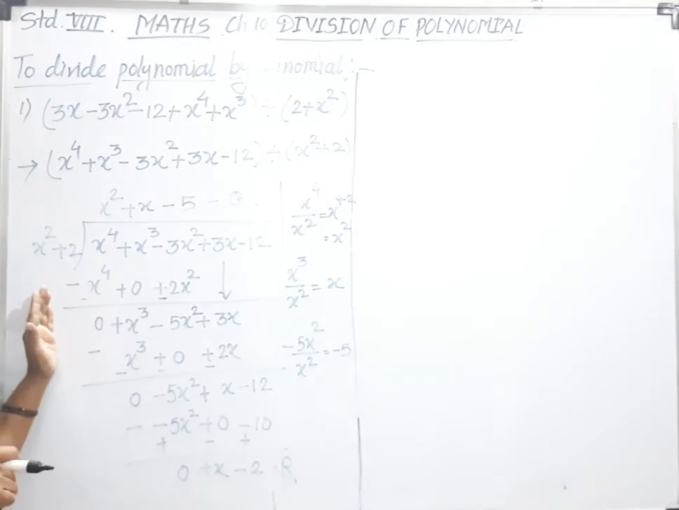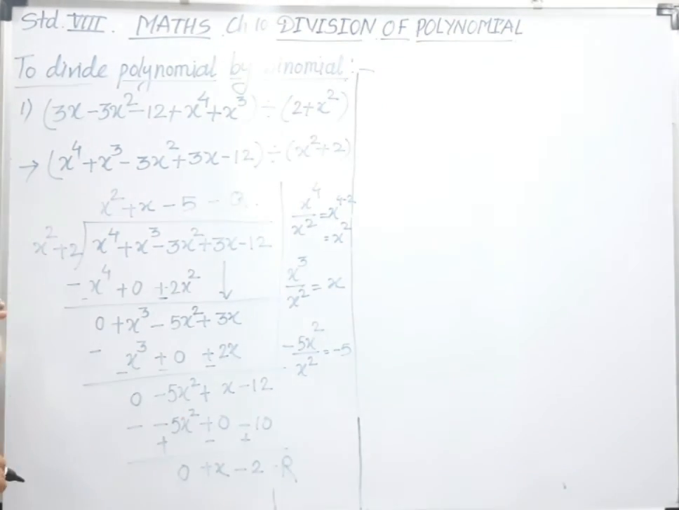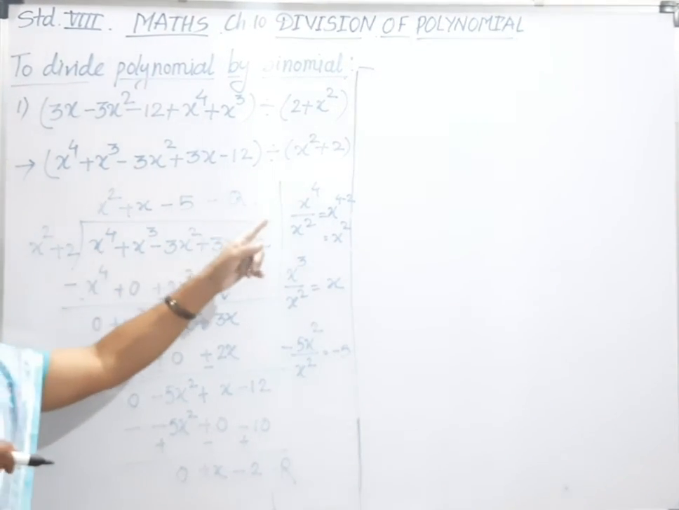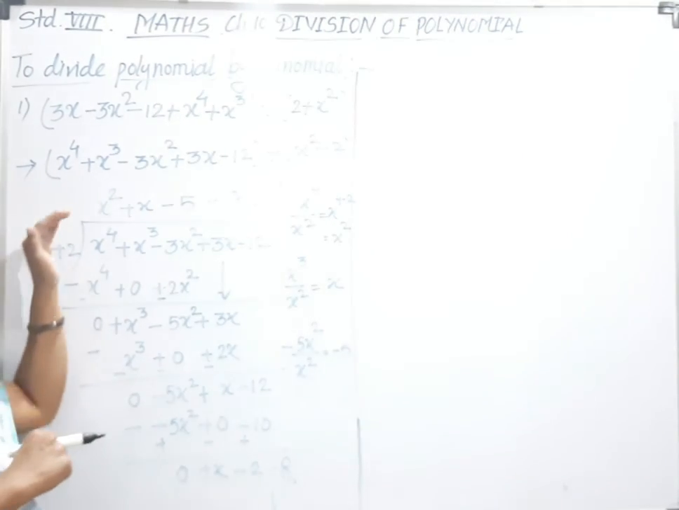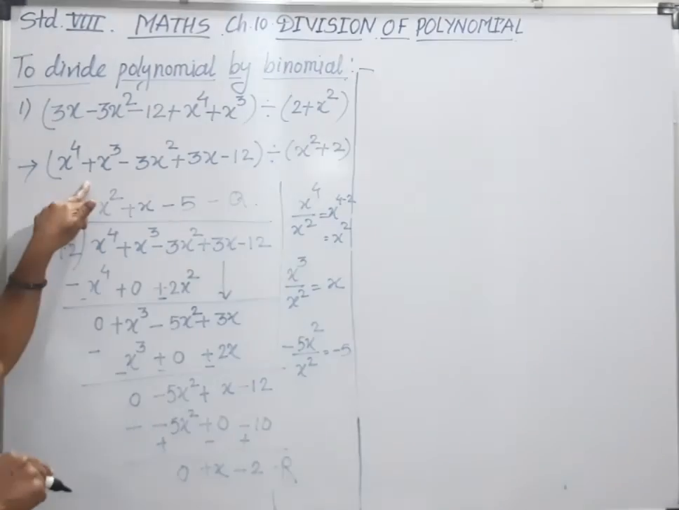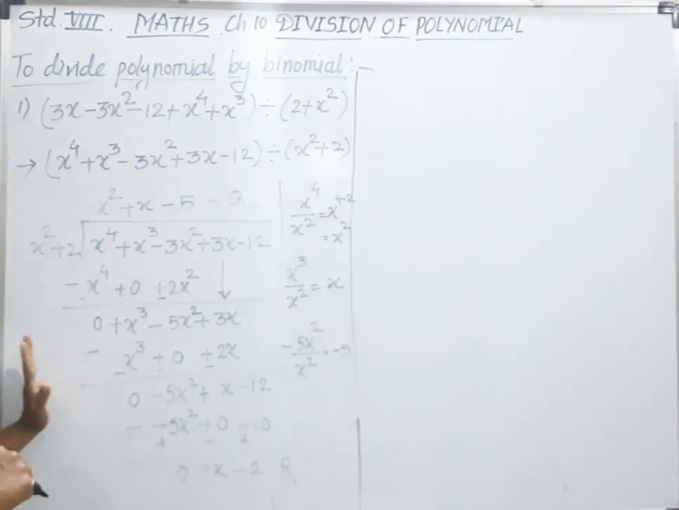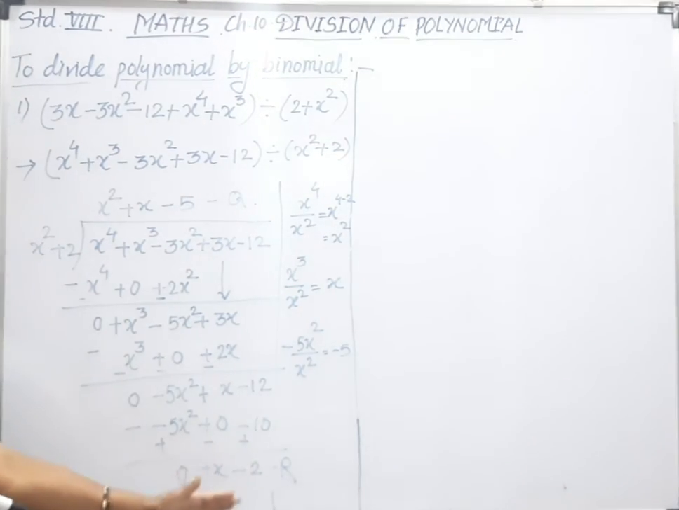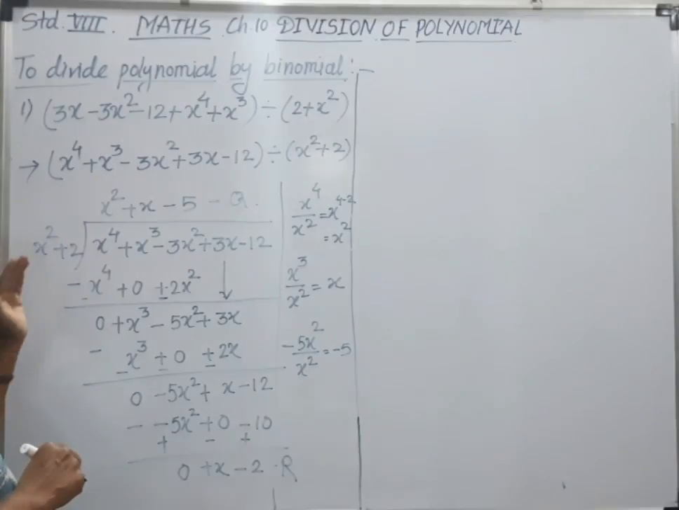Keep in your mind, first you have to write the dividend in the descending order of their indices. Divisor also you have to write in the descending order of indices. If any term is missed in dividend, then we have to take coefficient of that term 0 and we have to write that term and divide. Here we are using laws of indices to divide the variables.